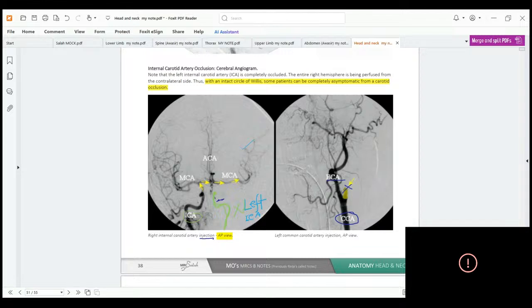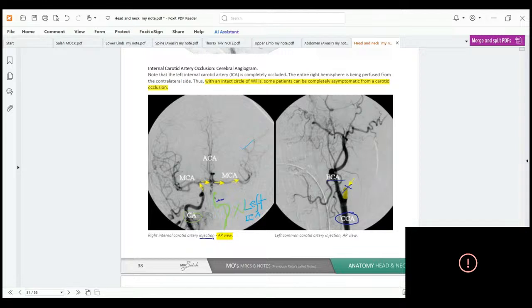Now they have given a left common carotid artery injection, and through the common carotid artery it is going to the external carotid artery. Unfortunately, it is not entering the internal carotid artery. That's why in the first picture the internal artery course is not visible, which means there is an occlusion or block in the right internal carotid artery.